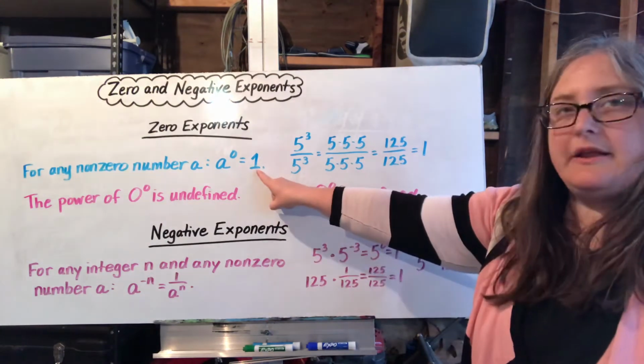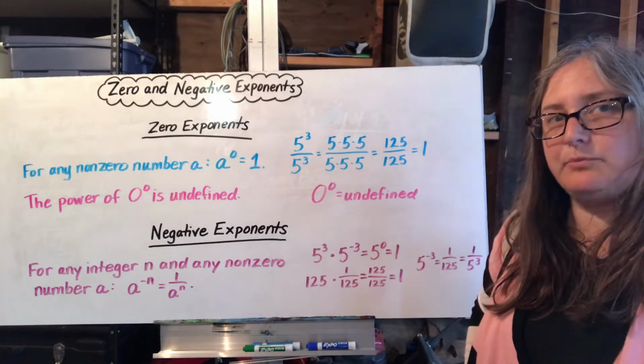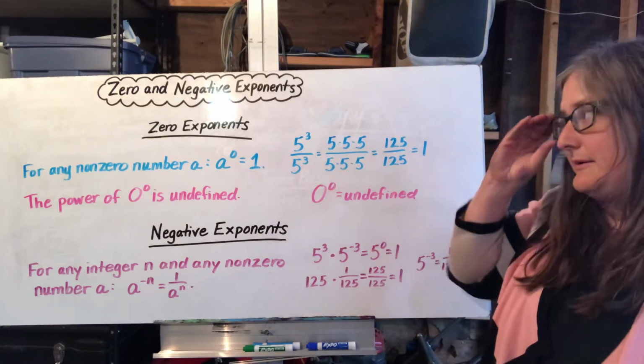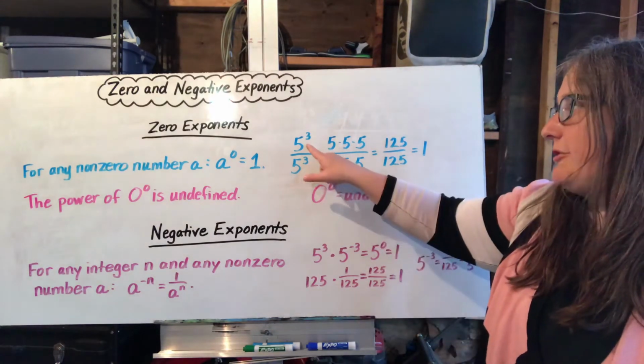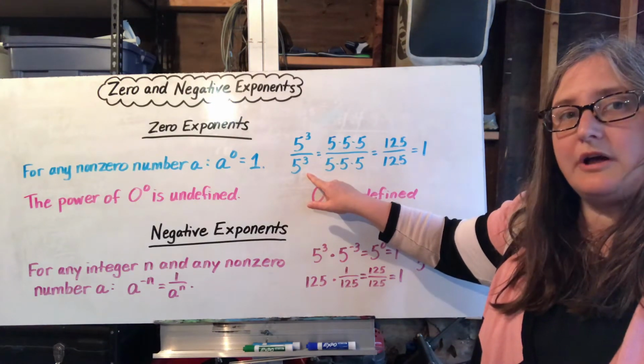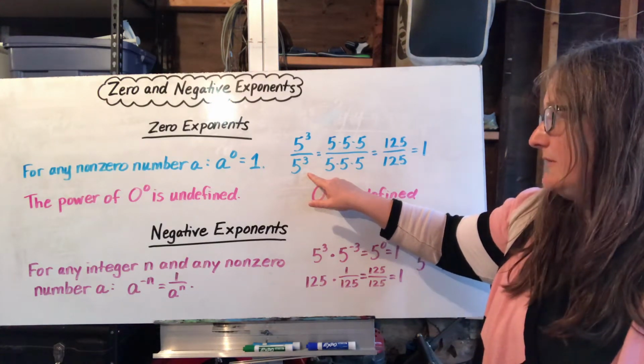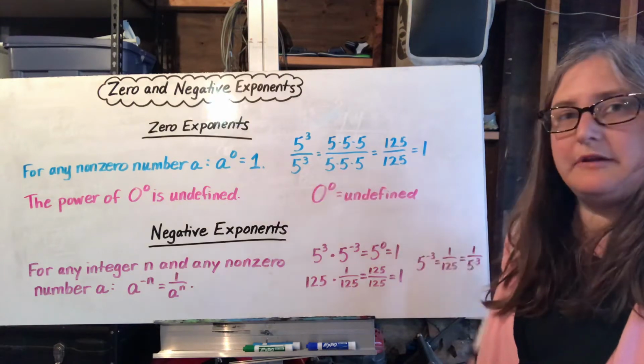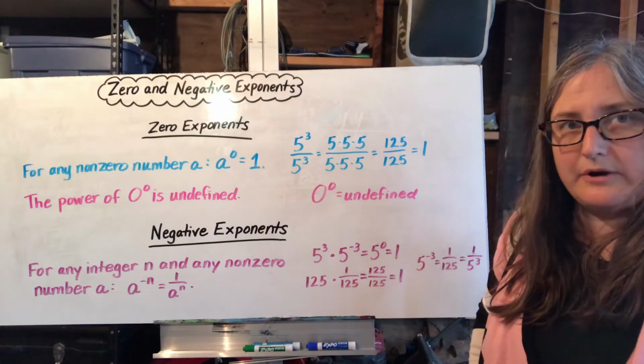It might seem odd that something to the zero power is 1, but think about it like this. If I have 5 to the third power divided by 5 to the third power, as a shortcut, I could subtract my exponents, and 3 minus 3 would give me 5 to the 0 power.